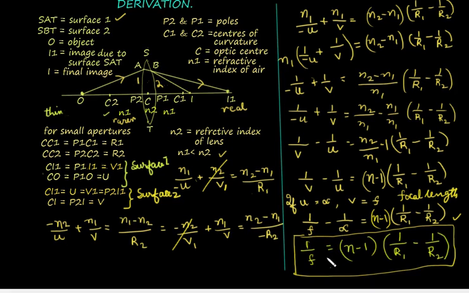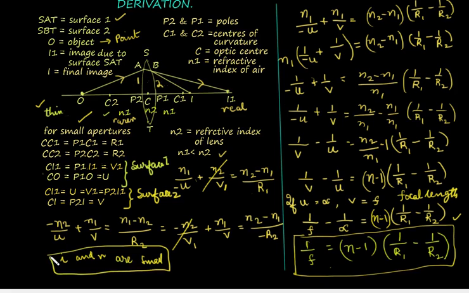We also have taken certain assumptions. First assumption is that thin lens is used. Then small aperture. Then object is point object, and angle of incidence and angle of refraction are small. I and R are small. So actually there are four assumptions taken. One is lens is thin. Second is the aperture is very small. Third one is object is point object. And fourth one is I and R, the angle of incidence and angle of refraction, are small.